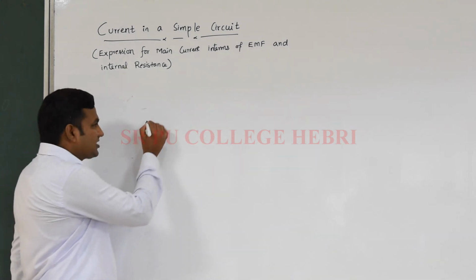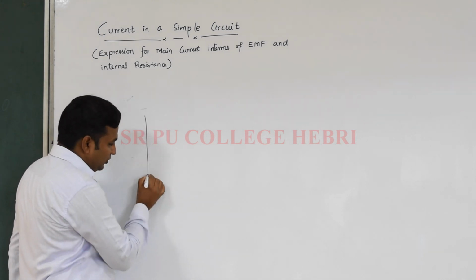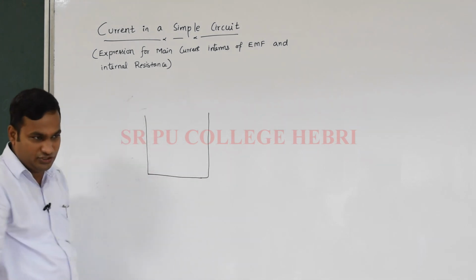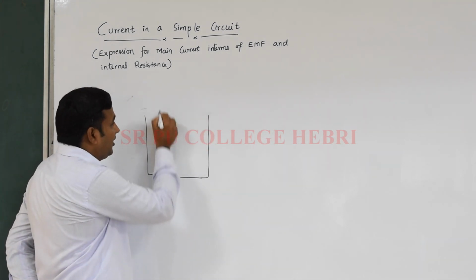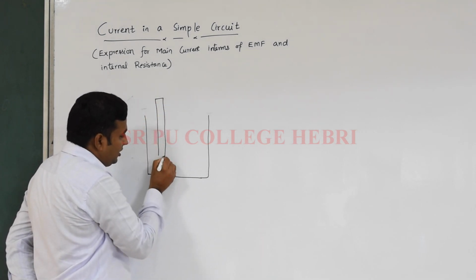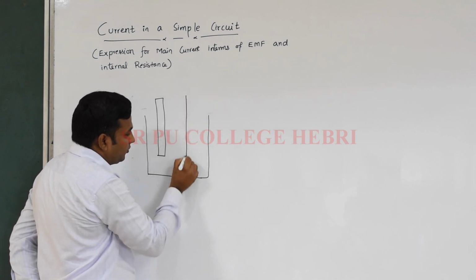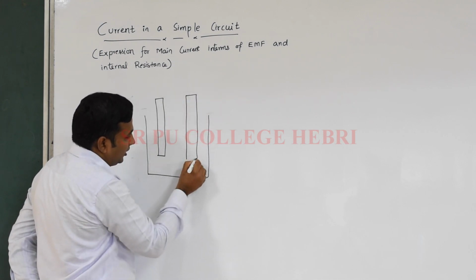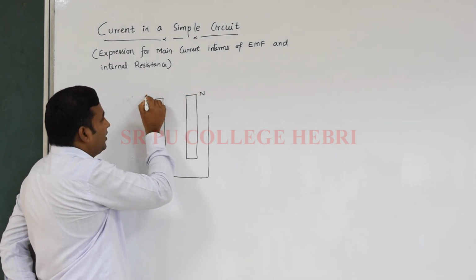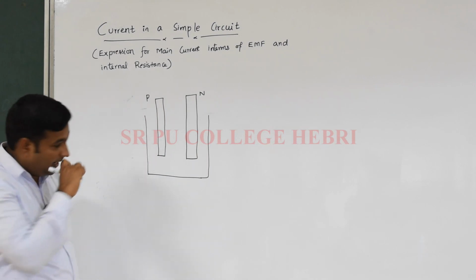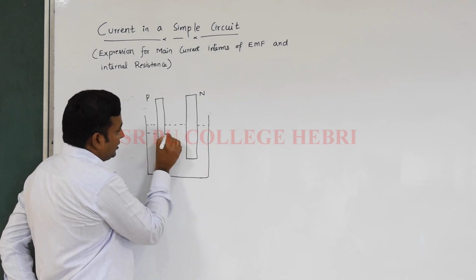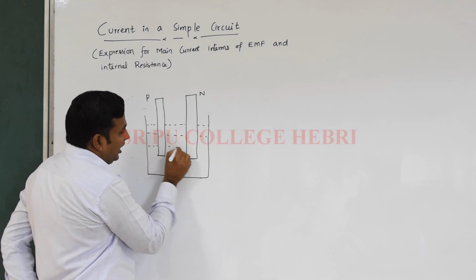Dear student, in the last class I provided a diagram like this. Again I consider one beaker arrangement like this. Inside this beaker I provided two electrodes. I told you one is a positive electrode, the positive terminal, and the other is a negative electrode, the negative terminal. We denote one as P and the other as N. And this system contains an electrolyte, an electrolytic solution, like this.